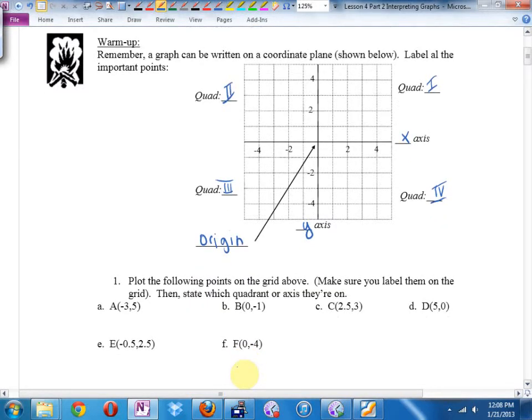It says plot the following points on the grid above. Make sure you label them on the grid. Then state which quadrant or axis they're on. Try this on your own really fast. I'll freeze the screen up here. Let's see if we get the same answer. Give yourself about 60 seconds. There are 6 points, about 10 seconds per point to state what quadrant or axis and plot them. Let's see if we get the same thing.